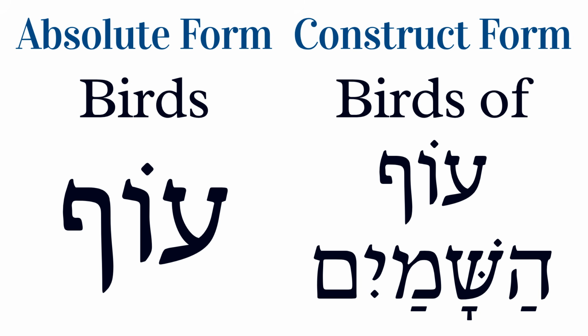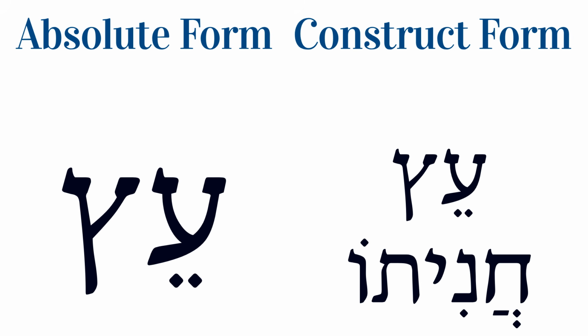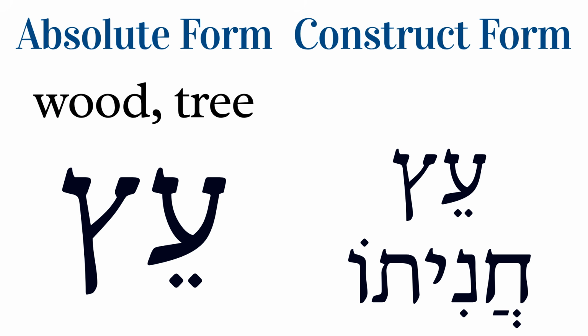Of, and most other simple one-syllable words with no special endings, are the same in absolute and construct form. Eitz, for example, is the same in absolute and construct form. Eitz by itself can mean wood or a tree, but in the construct phrase, eitz chanito, it means the wood of, the staff of, his spear.